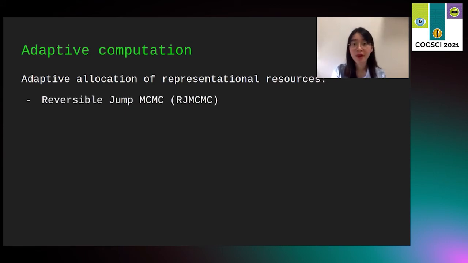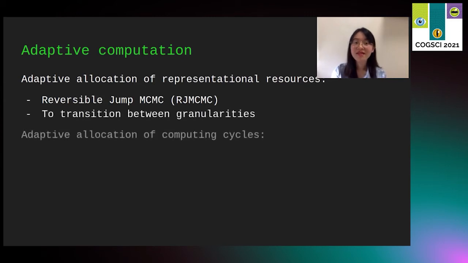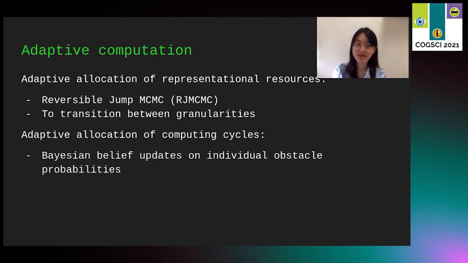We evaluate this hypothesis using reversible jump MCMC moves between the finer and coarser spatial granularities. The second flavor describes the allocation of computing cycles to guide a random walk over obstacle probabilities within a given resolution level.